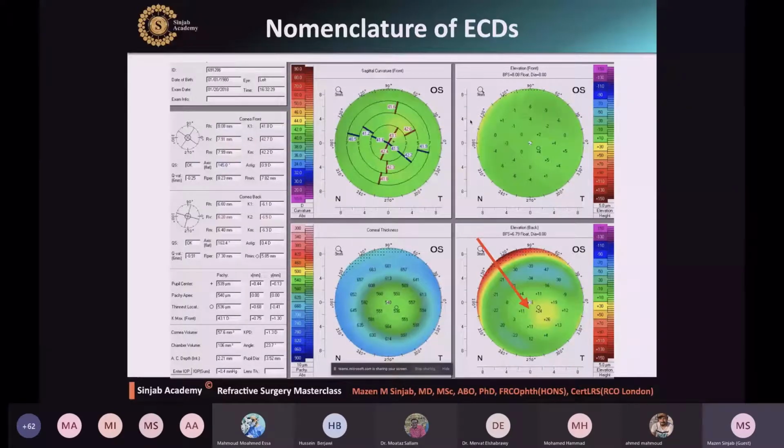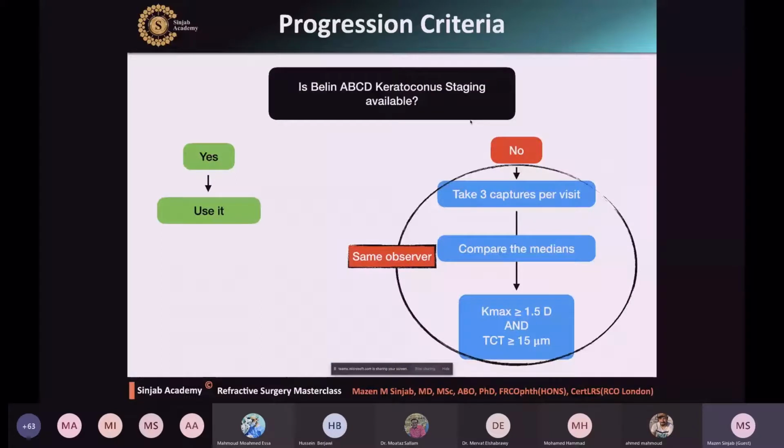Progression criteria. How do we document progression of ectatic corneal diseases? If you have Belin ABCD keratoconus staging, then you have to use it because it is the best. And if you don't have it, then to document progression, for example, over 3 months, you have to take 3 captures per visit, and you compare the medians of these 3 captures between the three visits, all right?